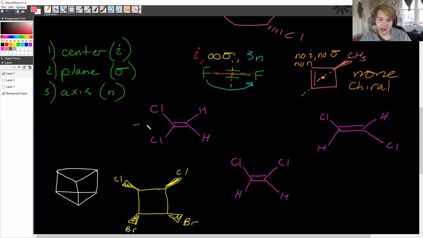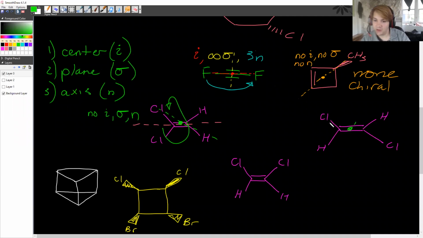Same thing here. I can see that there is a plane of symmetry there. Is there a center of symmetry? Well, if I draw a line from this guy to that guy, what I see is that they don't match up, so there is no center of symmetry, but there definitely is a plane of symmetry. And I can rotate this thing like a top and I'll get the same thing. So there is a rotational axis.